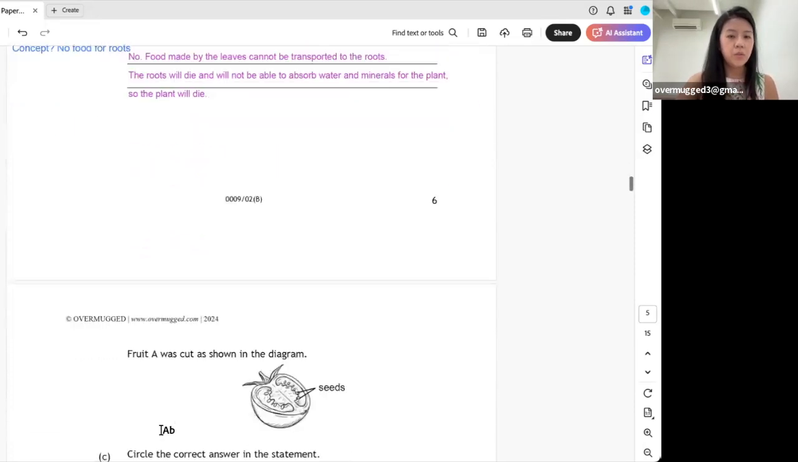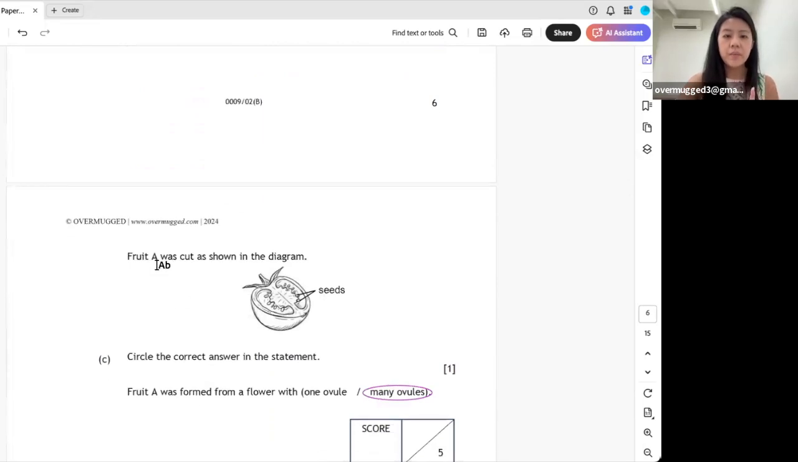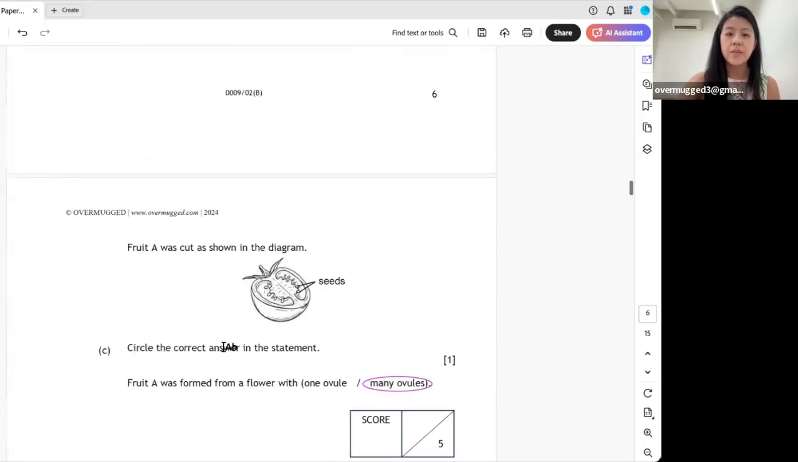Moving on to the third part of the question. Over here, fruit A was cut as shown in the diagram. You've got the seeds inside the fruits, okay? You're asked to circle the correct answer in the statement. Now, one thing you need to recall, or students tend to get confused with, is what does the ovary form? What do the ovules form? Okay. And I ask my students to remember and recall by looking at the alphabets used to spell the words.